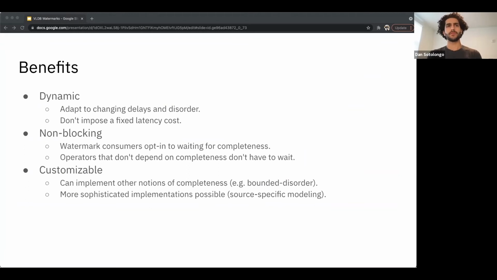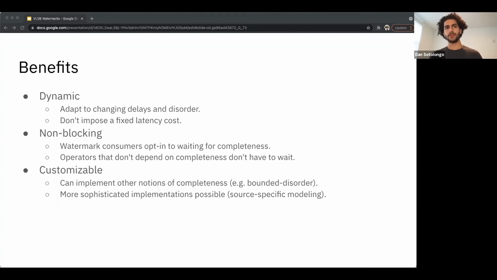One popular example is the idea of bounded disorder, where the distribution of event delays is assumed to have some fixed range. Now, we argue that watermarks offer benefits over these other approaches for several reasons. First, they're dynamic. If delays increase, watermarks can adapt and not drop large amounts of data. Conversely, if delays decrease, watermarks can catch up, allowing systems to produce outputs more quickly.